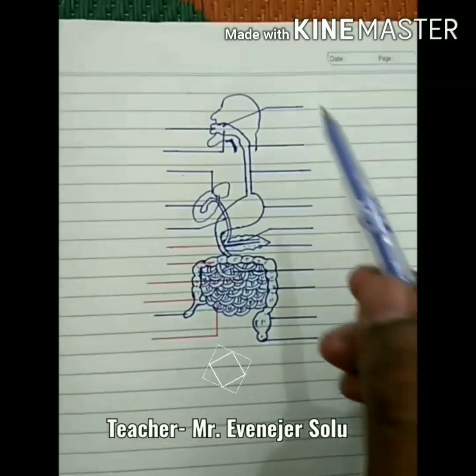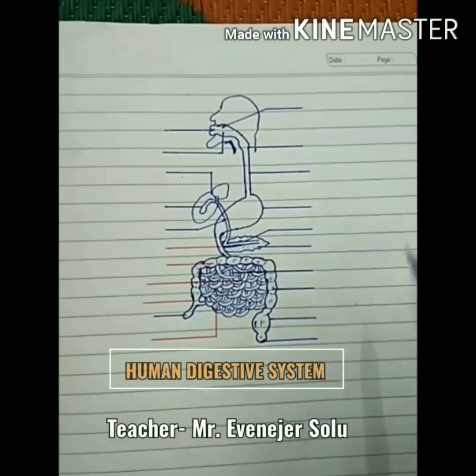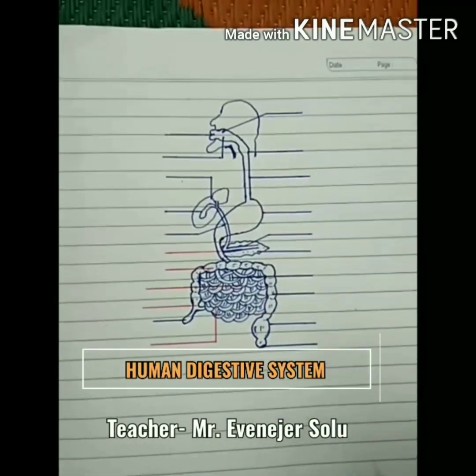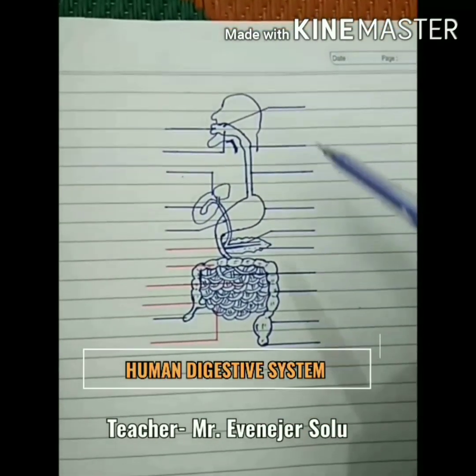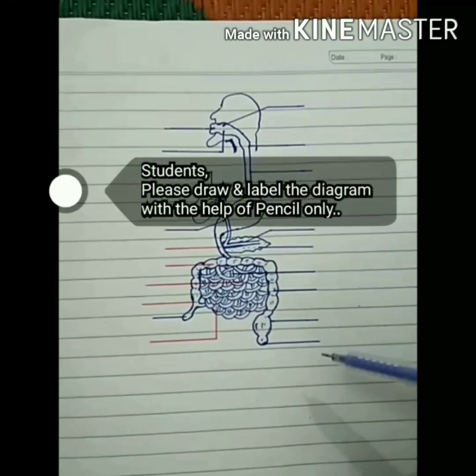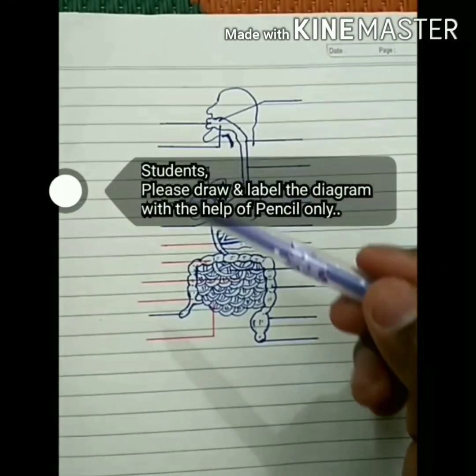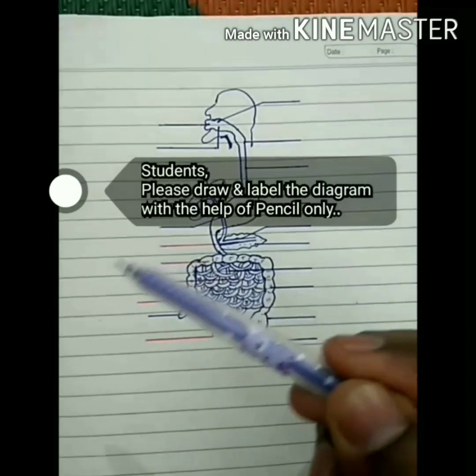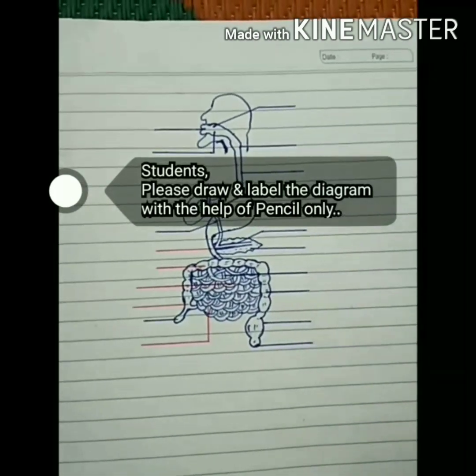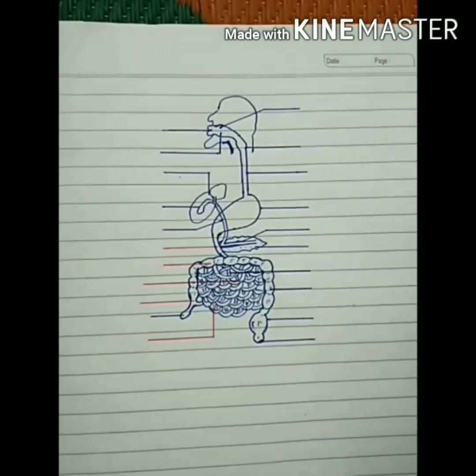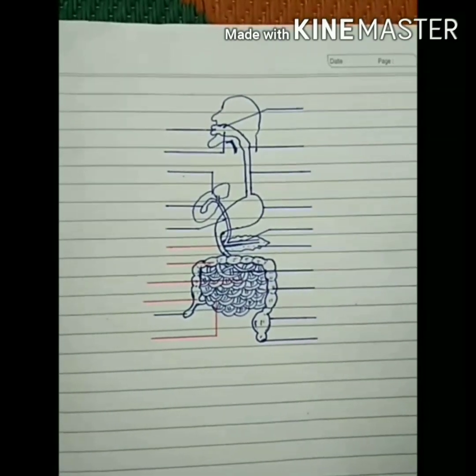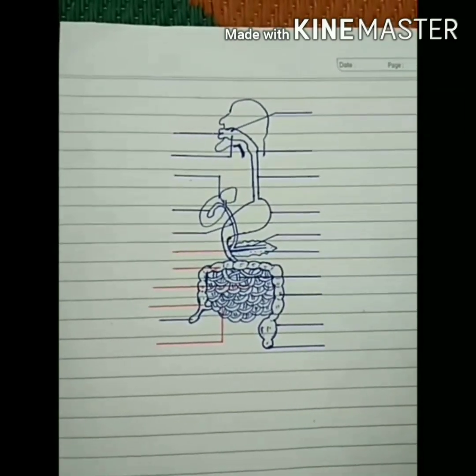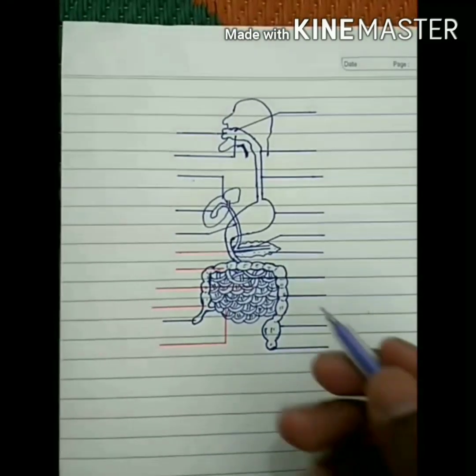Hello student, today we are going to study the various parts of human digestive system. In my last video, I have explained how to draw the diagram of human digestive system, but we didn't label the diagram. In this video, we are going to label the diagram and we are also going to study the various parts of human digestive system.